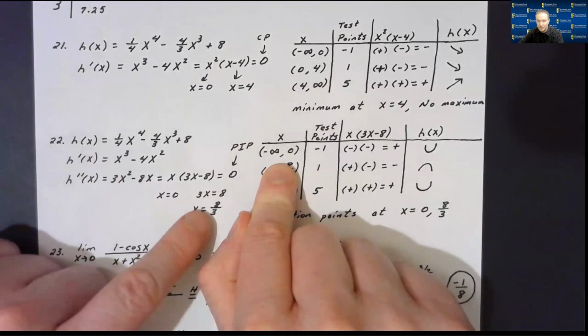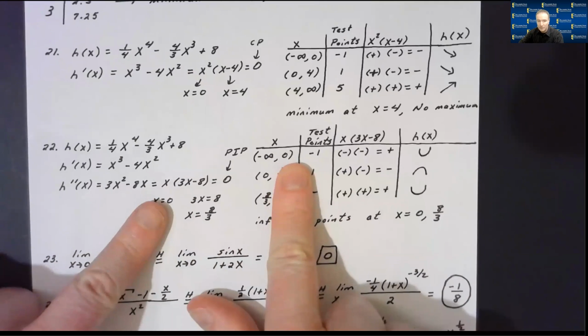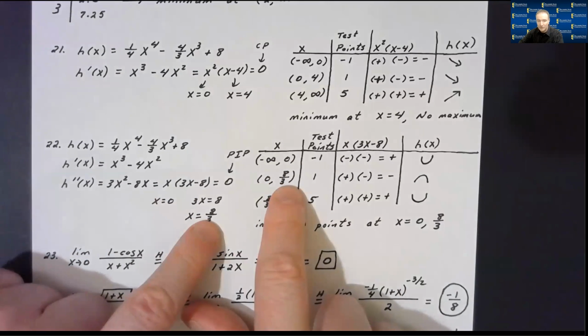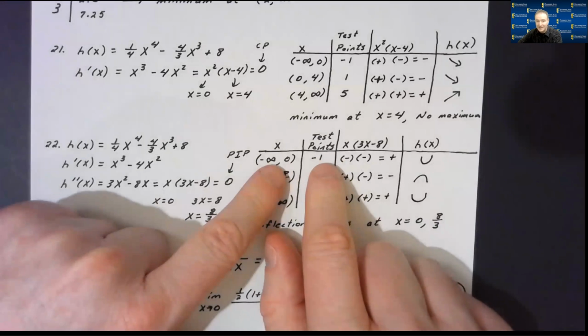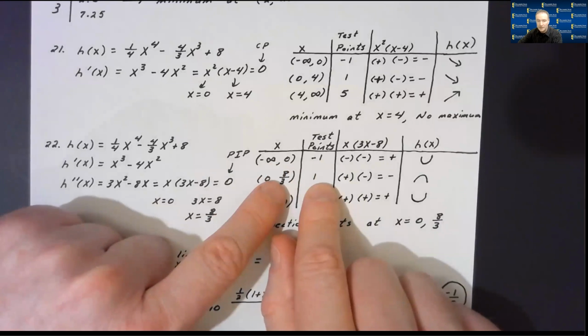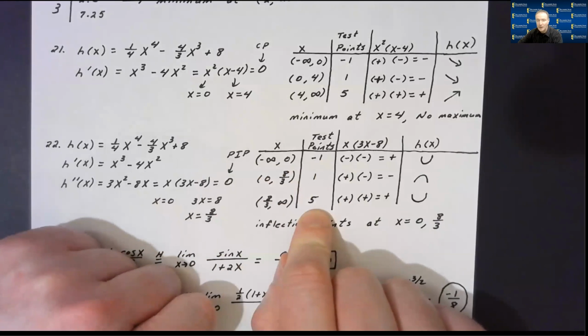So just like my first derivative test, I break up my second derivative test, the domain of the function, with these potential inflection points. From negative infinity to 0, and then from 0 to 8/3, and then from 8/3 to infinity. I chose a -1 to represent the first region, a 1 is in the middle of the second region, and then 5 is certainly in the last region there between 8/3 and infinity.